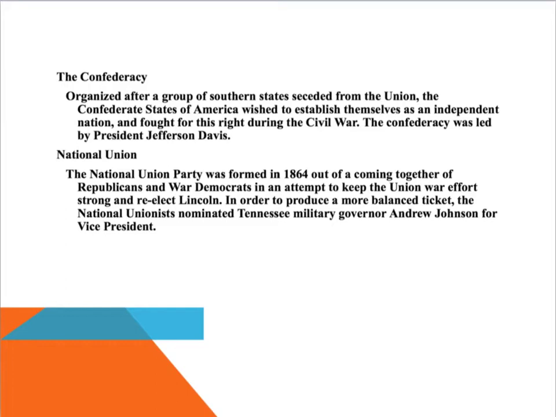The National Union Party was formed in '64 out of a coming together of Republicans and war Democrats to keep the Union war effort strong and re-elect President Lincoln. In order to produce a more balanced ticket, the National Unionists nominated Tennessee military governor Andrew Johnson for vice president. So we have the two sides here, the Confederacy representing the South, and the National Union representing the North.